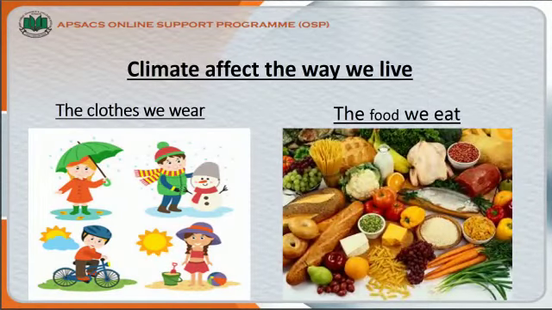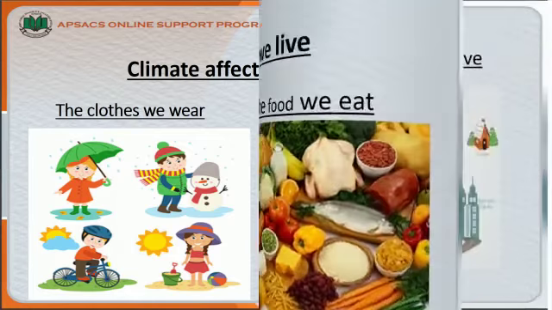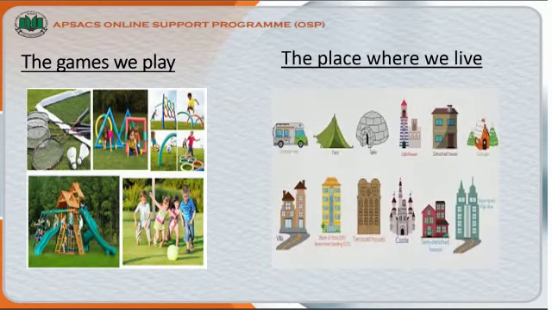Now students, tell me, does climate affect the way we live, the food we eat, the clothes we wear? Yes, we live in different environments in different climates. Climate also affects our living style, which type of games we play. Mostly in winter or in cold areas people prefer to play indoor games. In summer mostly people want to go out and play outside. It also affects the crops we grow.